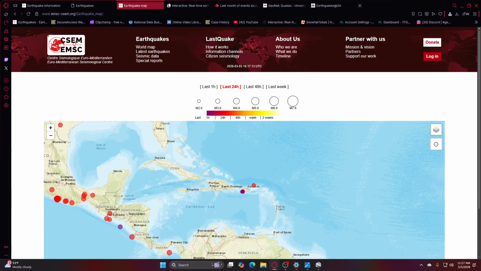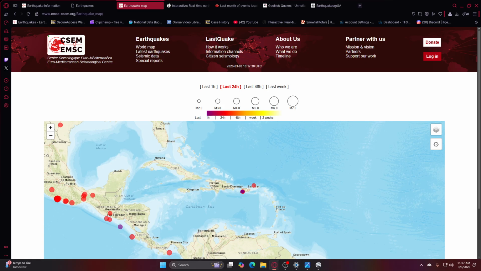The UWI earthquake unit at Mona reported this as the 8th felt earthquake in Jamaica since the start of 2026. No injuries or structural damage were reported, but it has prompted renewed discussions on local earthquake preparedness.